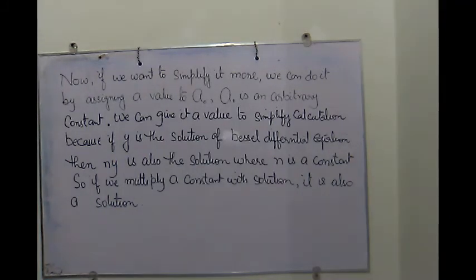Now, if we want to simplify it more, we can do it by assigning a value to a naught. A naught is an arbitrary constant, so it is important. We can give it a value to simplify calculations because we know that if we multiply any solution of a differential equation with a constant, then the new solution will also be a solution for that differential equation. So since y is the solution of Bessel differential equation, ny, where n is a constant, will also be a solution. Therefore, if we multiply a constant with a solution, it is also a solution.